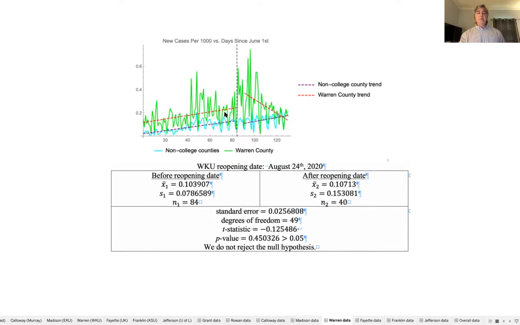In Warren, we started out much larger and then ended up about the same. But we had a large difference over the rest of the state to begin with. So the question here is, did the reopening cause an even larger difference? And it did not. We can't reject the null hypothesis in this one because the means are about the same, and the p-value is almost 50%.